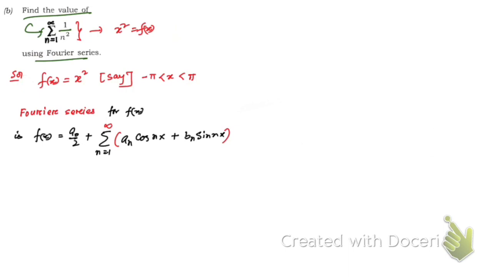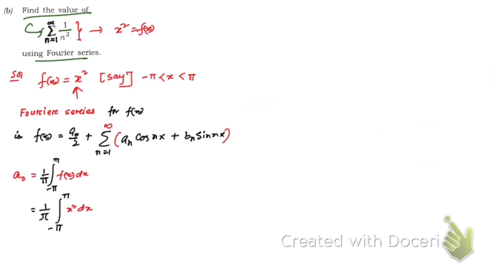So now let's find the coefficient a naught. That's given by 1 by pi integration from minus pi to plus pi of f of x dx, right? Here our f of x we have taken as x square, so let's put x square dx.